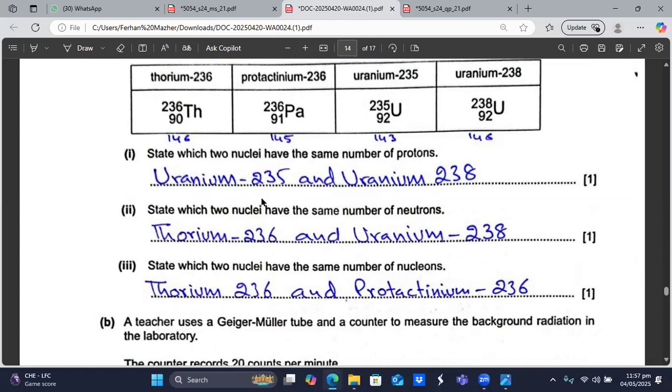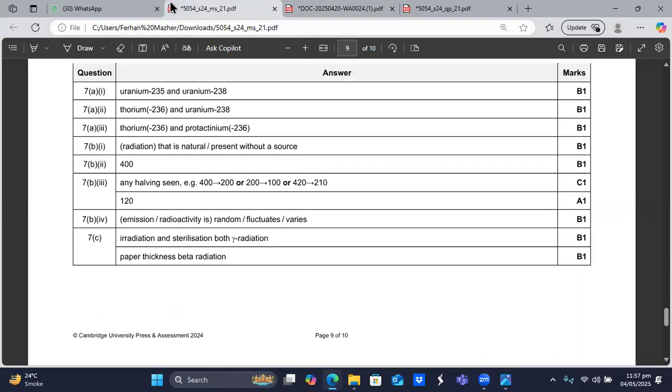The question was which two have the same number of neutrons. So 146, 146: thorium 236 and uranium 238 both have the same number of neutrons in them.